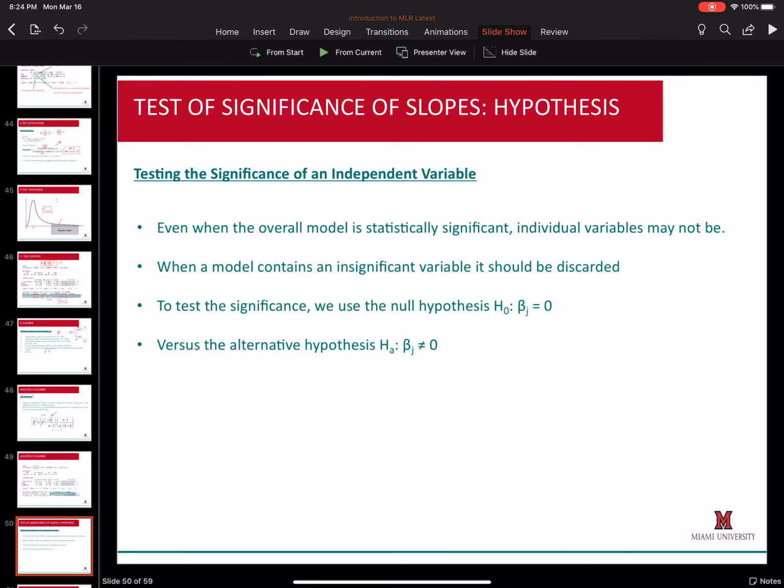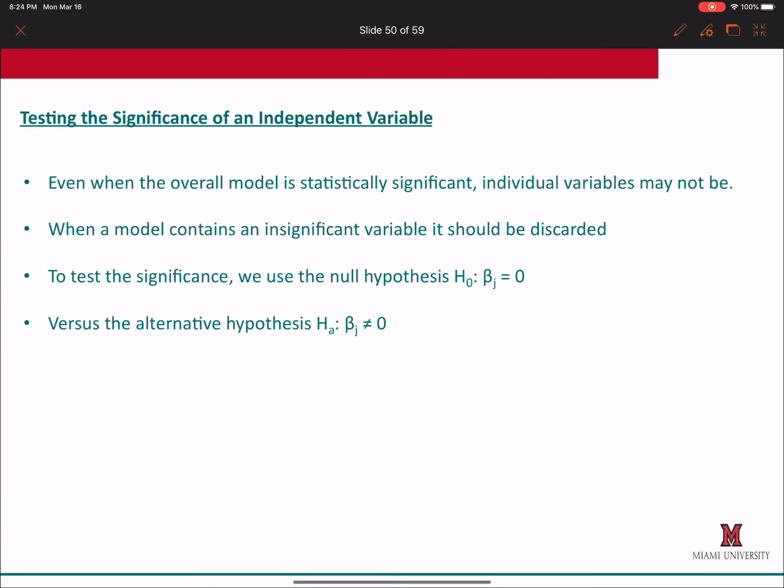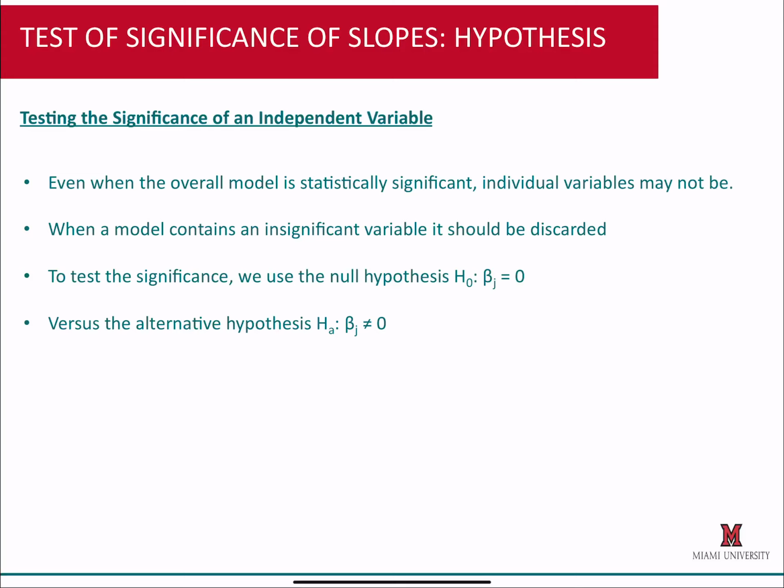I'm going to talk about testing the significance of independent variables. And this follows from simple linear regression, where you made a hypothesis test for the slope. The only difference now is that there are multiple tests for each one of those slopes.